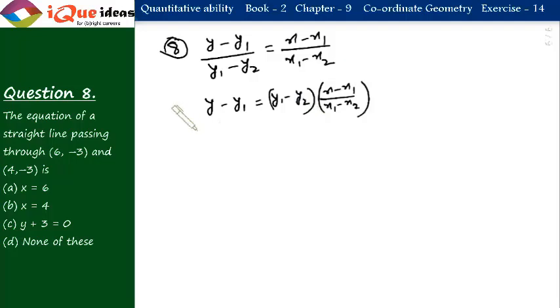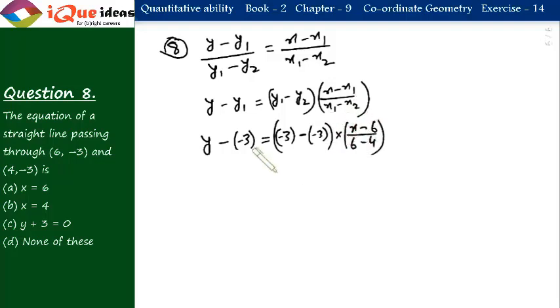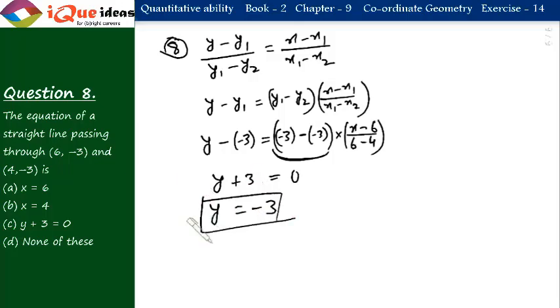Now what is the benefit of this? Let's see. Y minus y1 is y minus minus 3. Now y1 is minus 3 minus y2 is also minus 3, so this becomes 0 multiplied by x minus x1, that is x minus 6, upon x1 minus x2, that is 6 minus 4. But it doesn't matter because this part becomes 0. So it is y plus 3 equal to 0. So the equation of the line is y equal to minus 3 or y plus 3 equal to 0. As you can see in the options, y plus 3 is equal to 0.